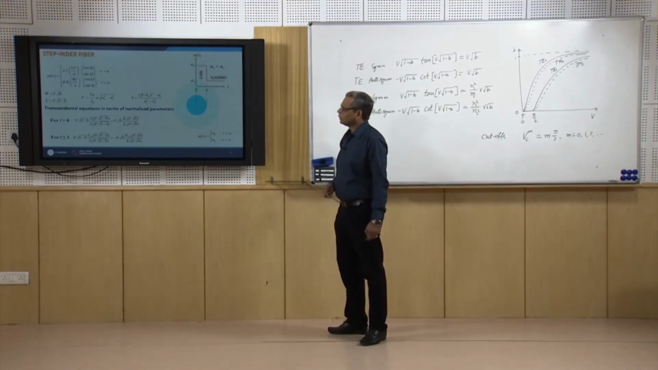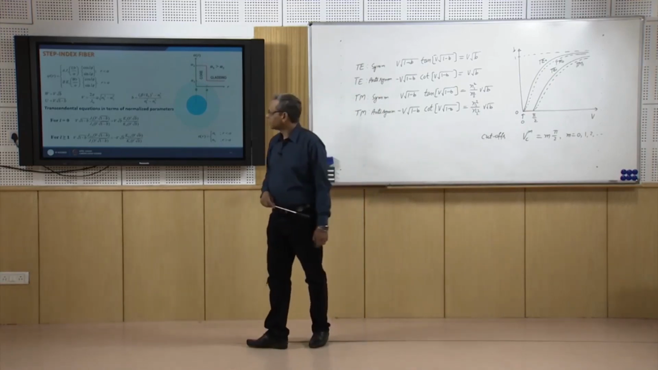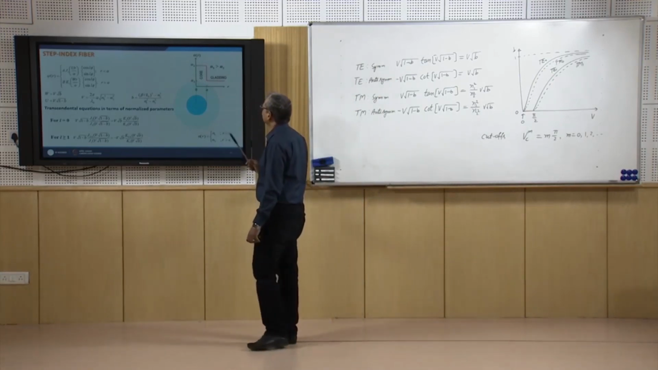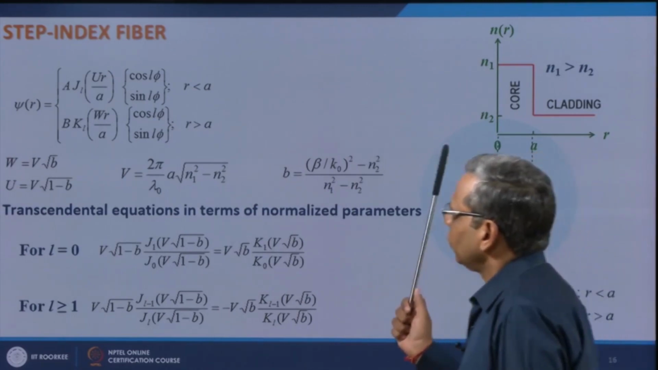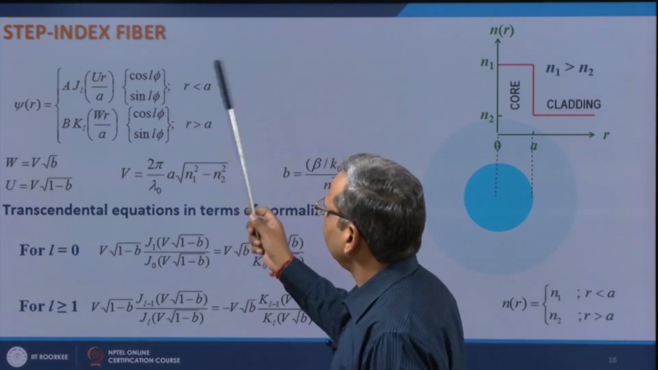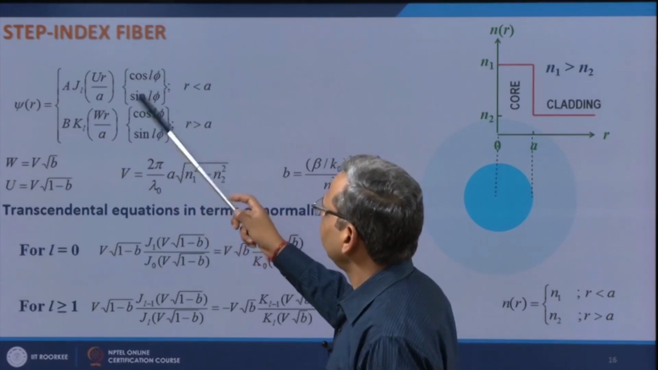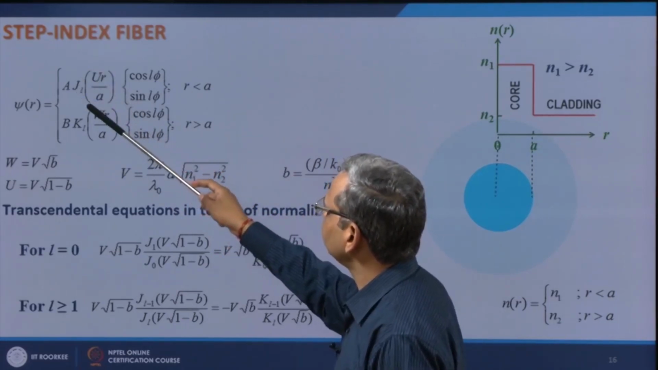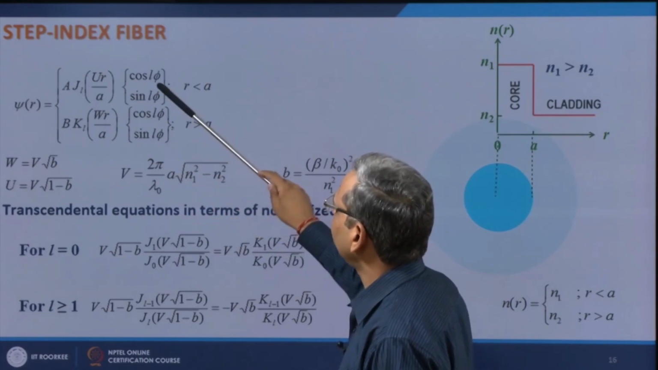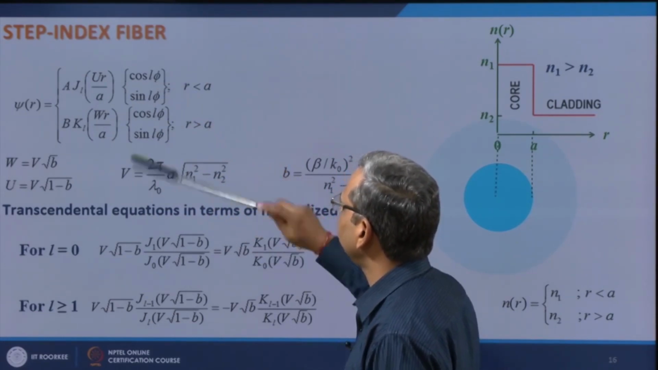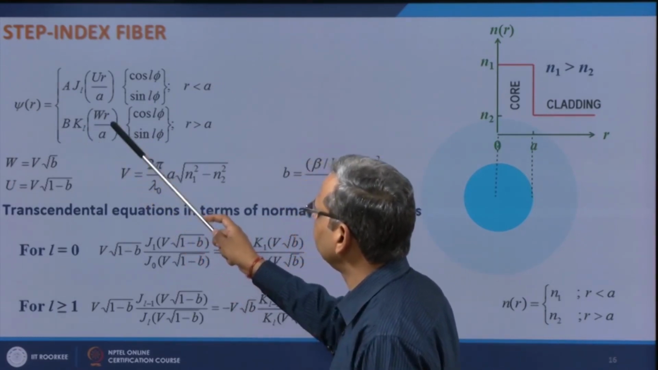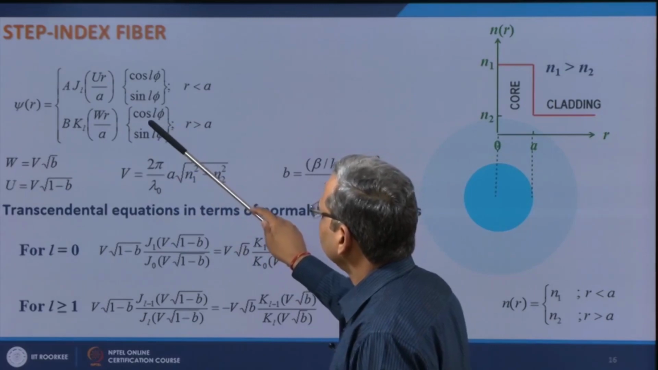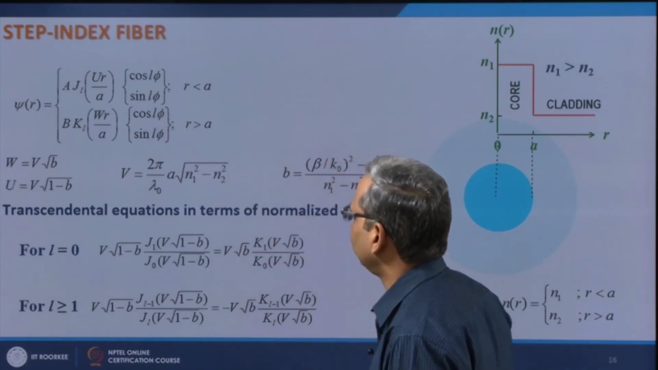Then we worked out the modes of a step index optical fiber. So, in a step index optical fiber I have a core and a cladding, which I have assumed to extend to infinity. So, here I have the modes which are functions of r and phi. So, this is the r solution, J l (u r over a), and the phi solution is cosine l phi and sin l phi. This is in the core. In the cladding the r solution is K l (w r over a), and the phi solution is again cosine l phi and sin l phi.